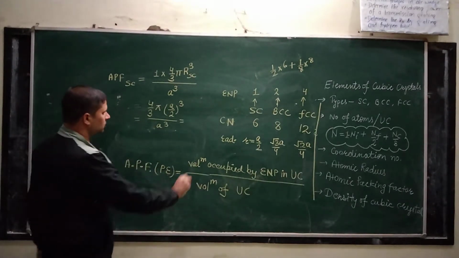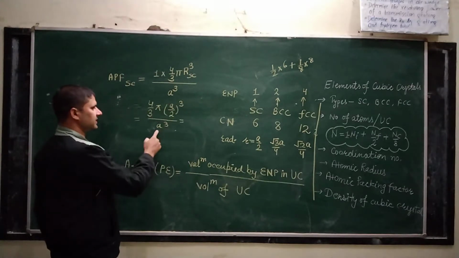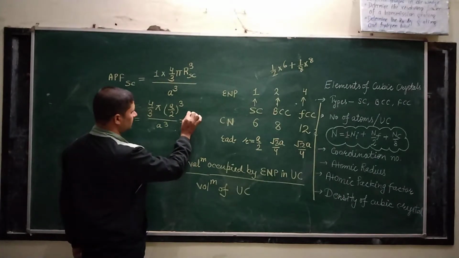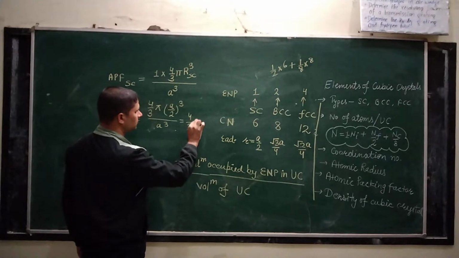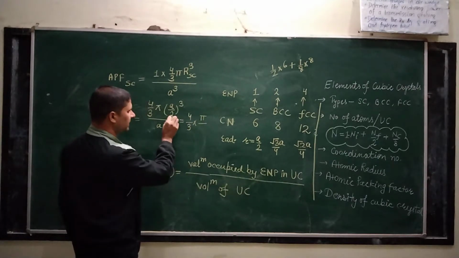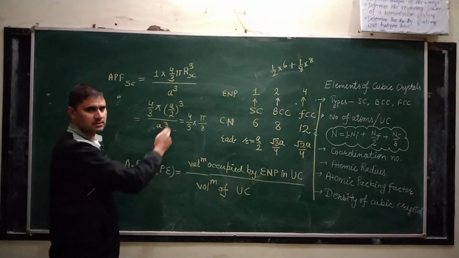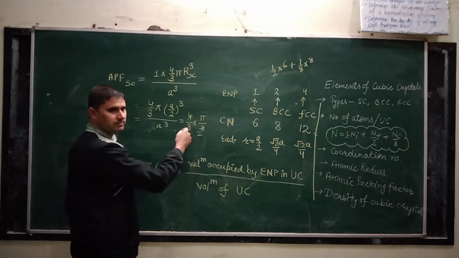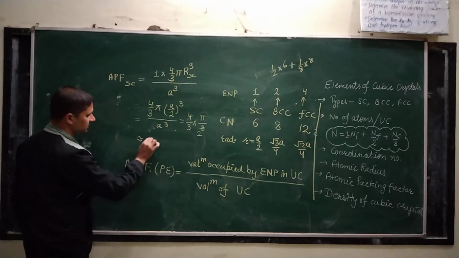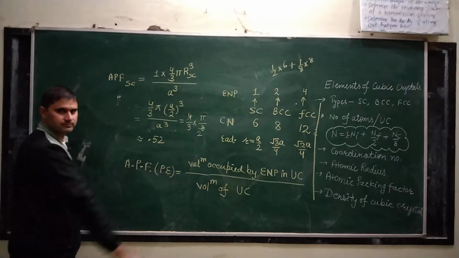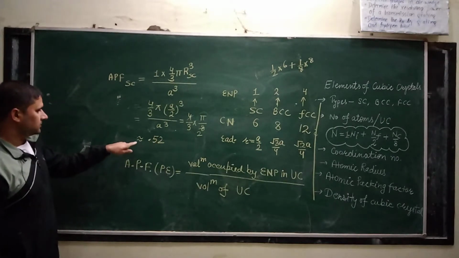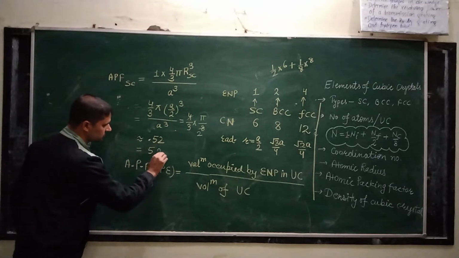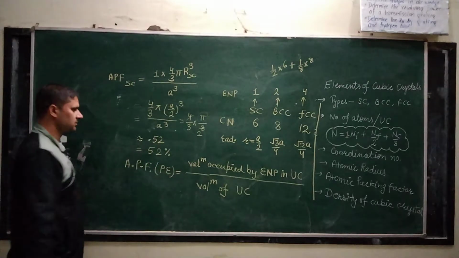So class, if you solve it, you will see A cube will cancel, and 2 cube will be 8. So basically it will be 4 by 3 into pi divided by 8 only, because A cube cancels. So from here you will see this is pi by 6, and if you put the value of pi, it will be approximately equal to 0.52. Okay class, if you find it in terms of percentage, then it will be 52%. You can write it.